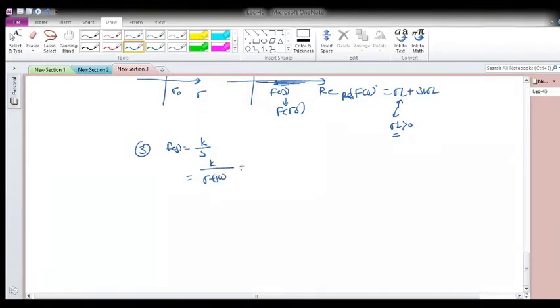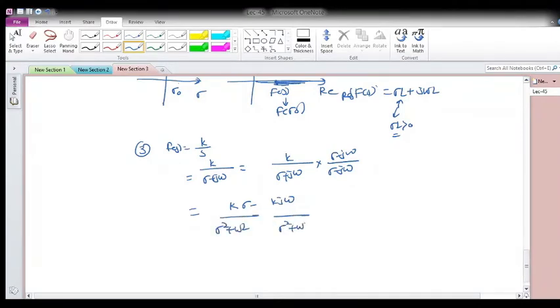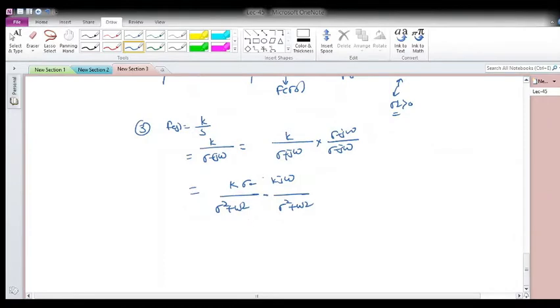S will be sigma plus j omega, and that can be solved by separating the real part and imaginary part, multiplying with the complex conjugate, sigma minus j omega. So it will be K into sigma minus K into j omega, divided by sigma square plus omega square. The minus sign will be here. So this is my real part of F(s), and this is my imaginary part.